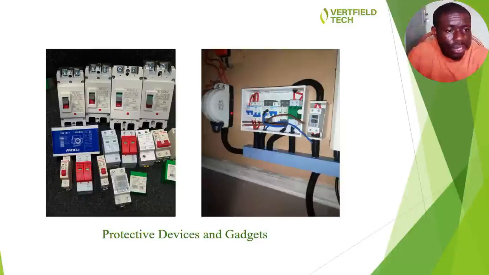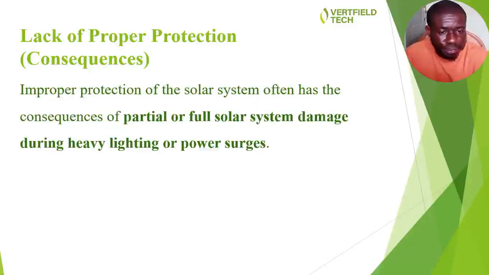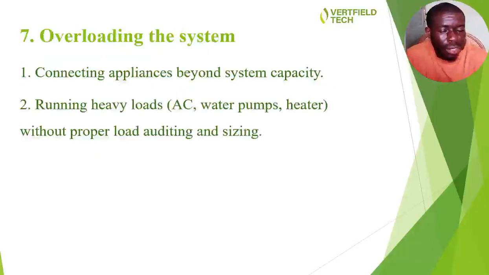You can even see the voltage monitor is also implemented in this as well. So, what are the consequences of not having your system protected? Partial or full system damage during heavy lightning or power surges. That is what it leads to.